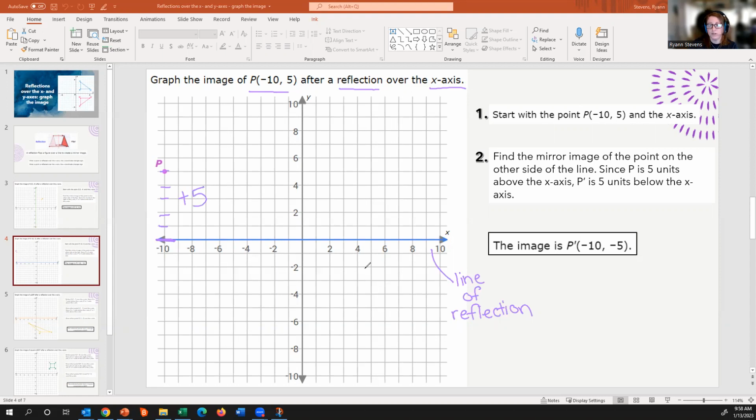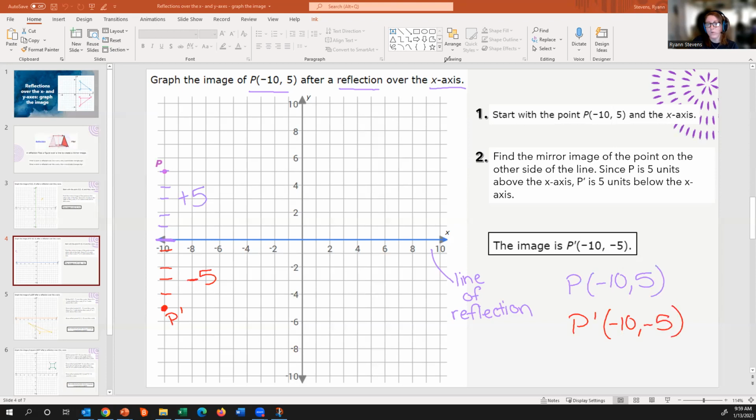We need to find the mirror image. So since we're going 5 places above that line of reflection, that mirror image is going to be exactly the opposite, but below that line of reflection. So now we're going to go down 1, 2, 3, 4, 5 places, and this would be the image of P. Okay. And that would be at -10, -5. So again, our starting point here was P at -10 and then 5. And then our image was at -10 and now -5.